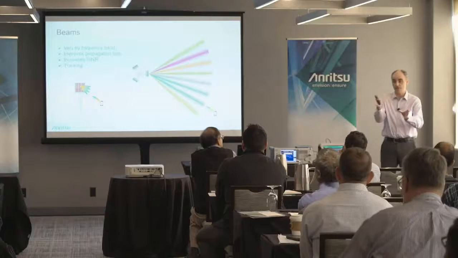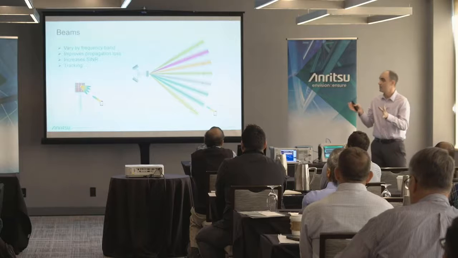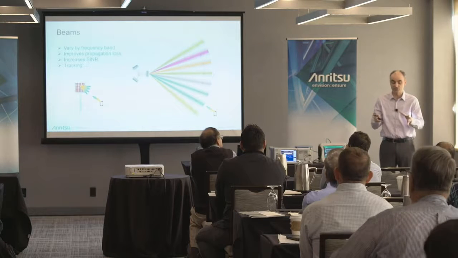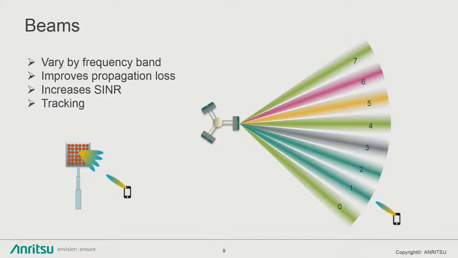So the other thing that happens, and I mentioned earlier, you have a massive array, right? And we can do beamforming, okay? Those beams will vary by frequency. So the higher millimeter wave and the more elements, the more beams I can have. The lower the frequency, the fewer beams I can have, simply because it's an array type relationship. So it improves propagation loss.